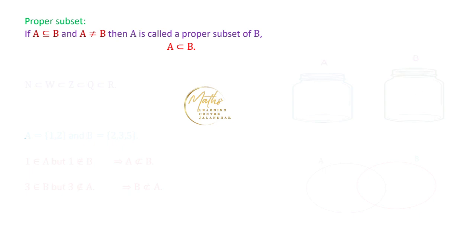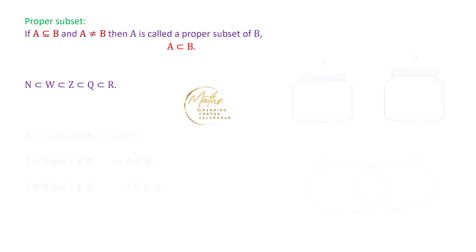If we look at the examples, the set of natural numbers is a proper subset of whole numbers, because we have the whole number 0, which is not a natural number. So these two sets are not equal. But the set of natural numbers is a subset of whole numbers. The set of whole numbers is a proper subset of integers. The set of integers is a proper subset of rational numbers. And the set of rational numbers is a proper subset of real numbers.